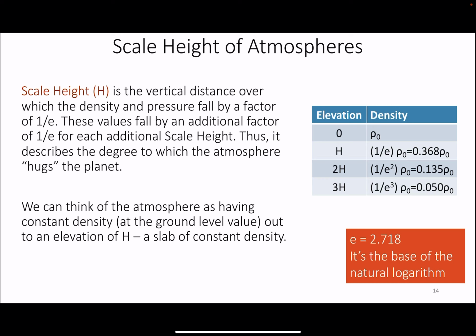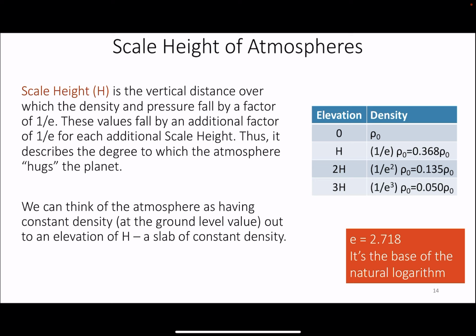So what is a scale height? Why am I going through all this to explain the scale height? It's essentially the vertical distance from the surface to some height in the atmosphere over which density and pressure fall by a factor of 1 over e. And as you keep going, if you go another scale height, density and pressure fall by another factor of 1 over e, and to a third scale height, etc. So the way that I always like to think of the scale height is it's the degree to which the atmosphere hugs the planet.